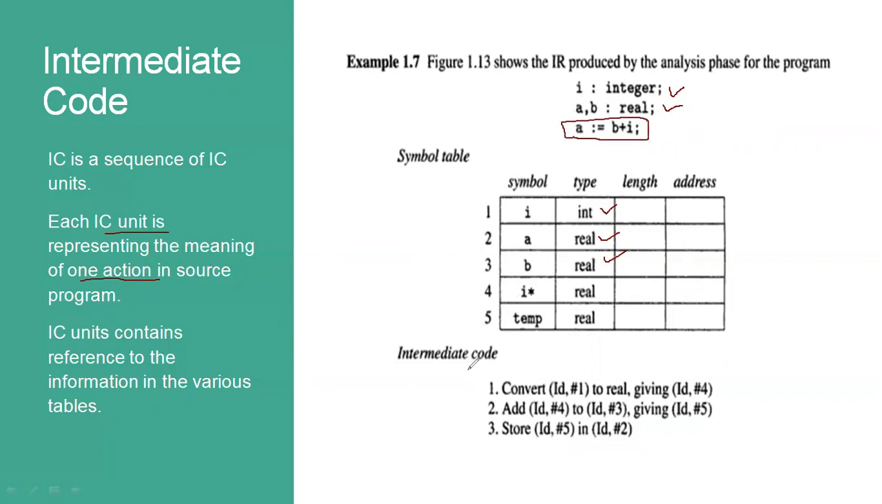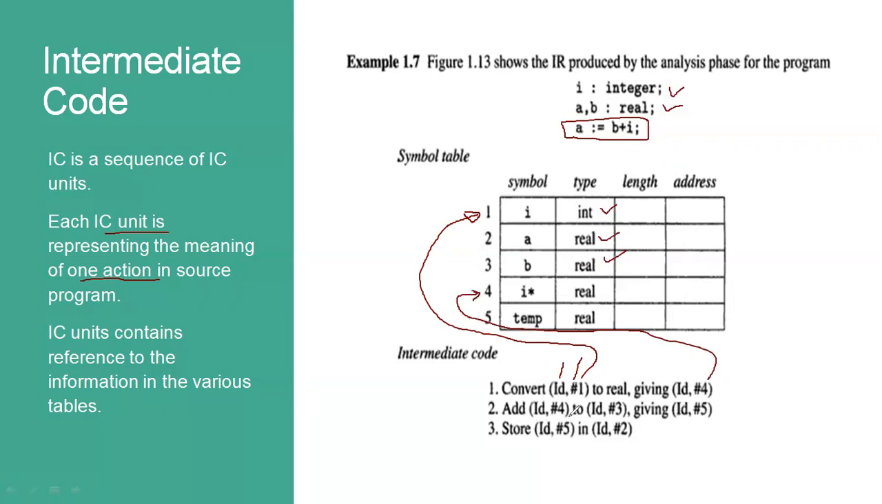Now intermediate code will convert ID #1 to real. Now what is this ID? This ID means identifier. What is this #1? #1 indicates the number 1 symbol in the symbol table. Now convert ID #1 means convert I to real. So why convert I to real? That I already discussed. Giving ID #4. Giving ID #4 means giving an identifier whose location will be 4th. What is ID #4? This is I star. Got it?